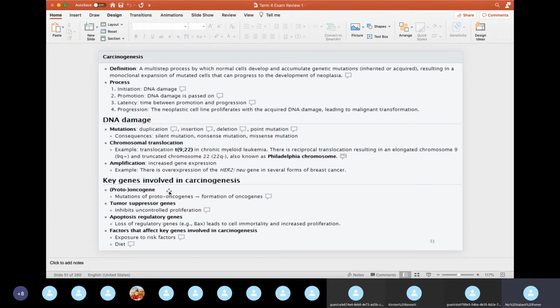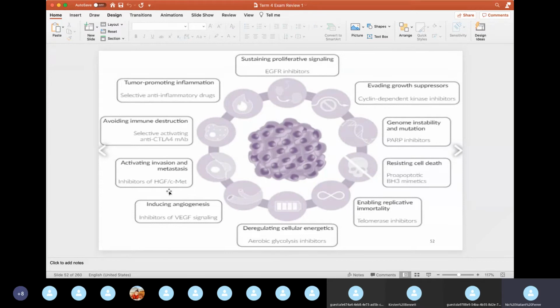Yeah. How about tumor suppressor gene? Loss of function. Okay, let's see. High yield tape, high yield slide, put a star here. This is what happens to cancer. This is a good slide because you have some drugs involved here.